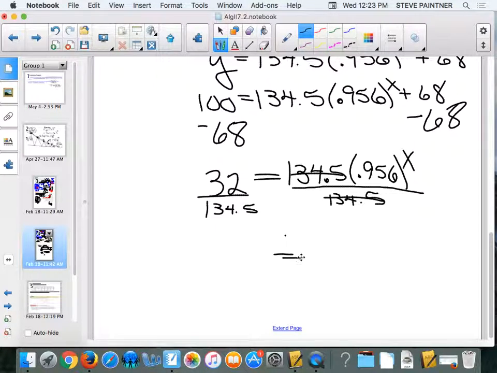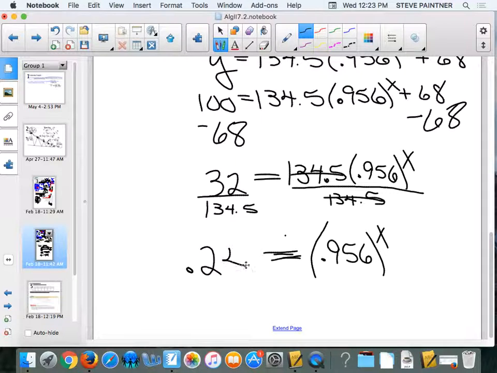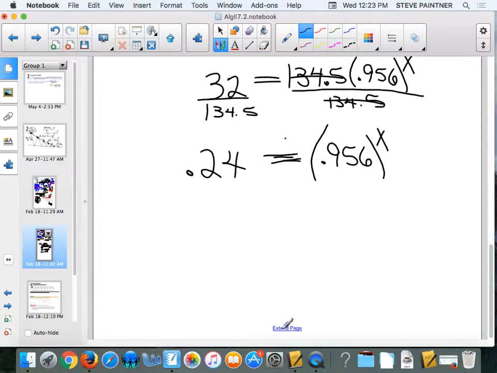134.5 equals your base number to the x power. 32 divided by 134.5. 0.2 what? Okay, you're just rounding it to the hundredth. Last period they went to the nearest thousandth. Jessica went to the nearest hundredth.